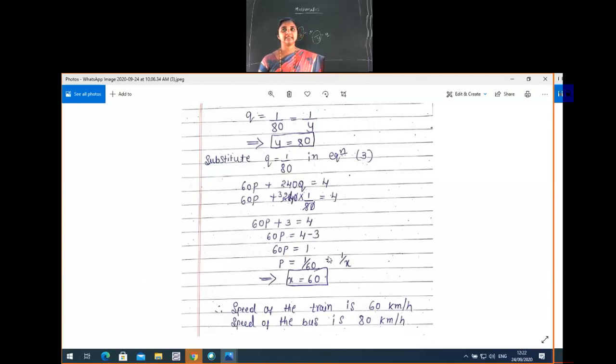P is 1 by 60, that is equated to 1 by x. Then x into 1 is x, 60 into 1 is 60. So x you got 60. In the beginning, x is the speed of the train and y is the speed of the bus. You got the answer as speed of the train is 60 km per hour and speed of the bus is 80 km per hour. Got the idea of this type of problem, no?